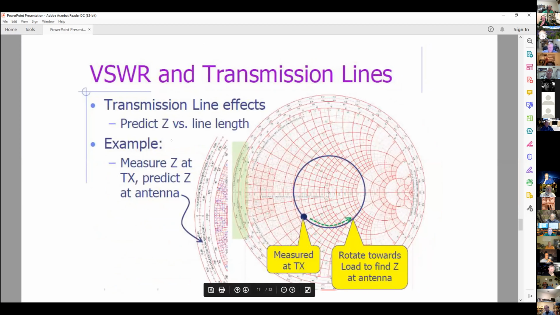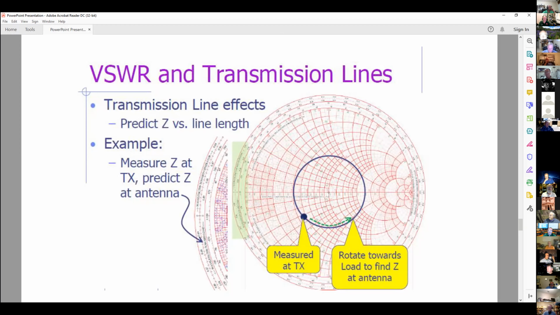Okay, so here's a little bit more impact. This talks about what you've measured at the antenna or measured at the transmitter, and if you move down the transmission line this way, it changes. If you get to the end where the antenna is, you can actually see what the impedance of the antenna is based on the impedance you see where the transmission line is connected to the transmitter. And I'm going to work one of those examples with a Smith chart. Too hard to do with these charts and the numbers.